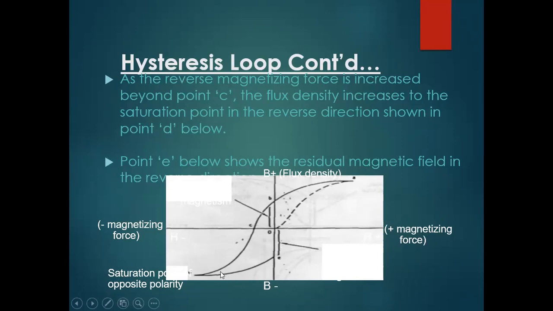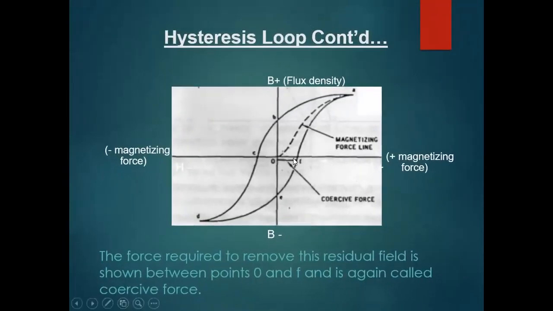Where is point D? Point D is here. So that means if your current is going to the negative side, you will get the negative side saturation point. If current is going to the positive side, you will get this positive saturation point. One thing all of you please remember: this is the saturation point, and it depends upon the permeability of the material. If the material has high permeability, this point will be increased. If the material has less permeability, this point will be reduced.